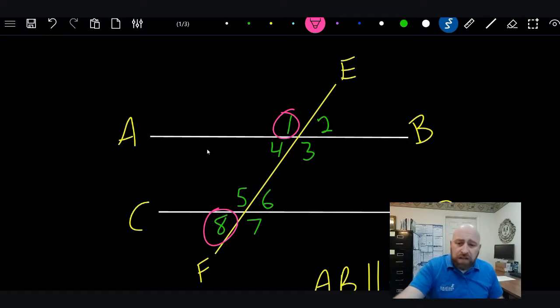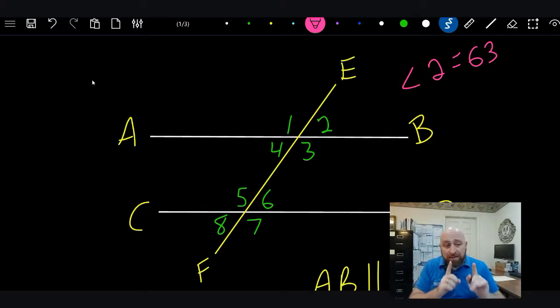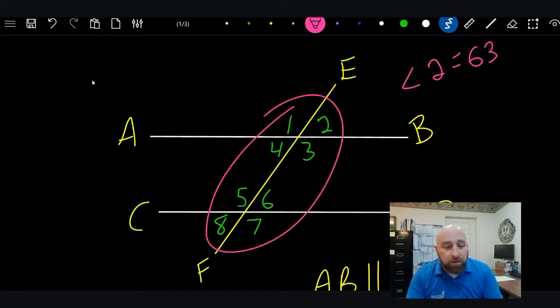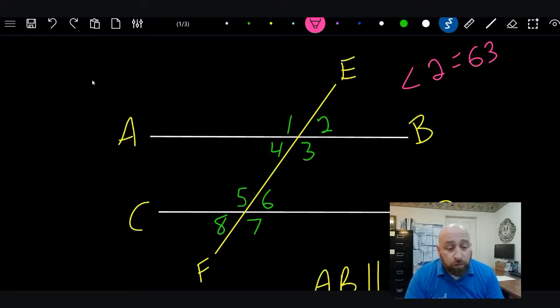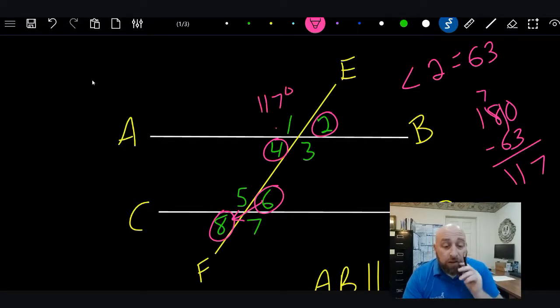We're going to see this in a little bit. It's a really fun exercise. Okay, if I say angle 2 equals 63, you can tell me from that statement right there what every other angle equals right here. Okay, what does angle 4 equal? Well, it equals 63. If angle 4 equals 63, then angle 6 equals 63. If angle 6 equals 63, then angle 8 equals 63. Okay, if angle 2 equals 63, then 1 equals 180 minus 63, 117. So angle 1 equals 117. If angle 1 equals 117, angle 3 equals 117. If angle 3 equals angle 7, you see what I'm saying?